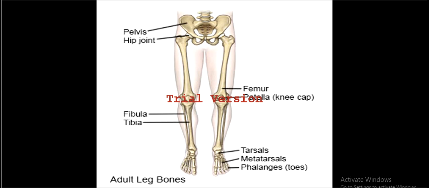Here you can see the pelvic cavity which is composed of the pelvic bone. This is a joint which is connected with the femur. This is the tibia and fibula. This is known as the patella or kneecap. These are the tarsal bones, which are 7 bones, and these are the metatarsal bones, composed of 5 bones. These are the phalanges, which are 14. In one leg the total number of bones is 30, so in both legs the total is 60.